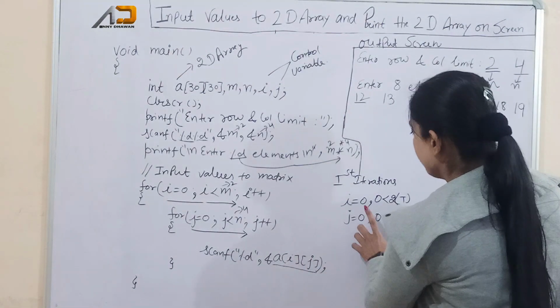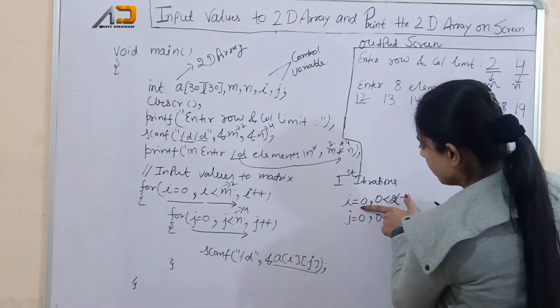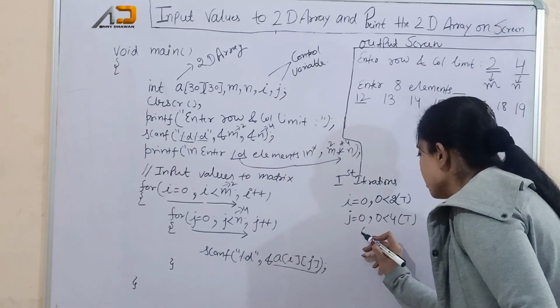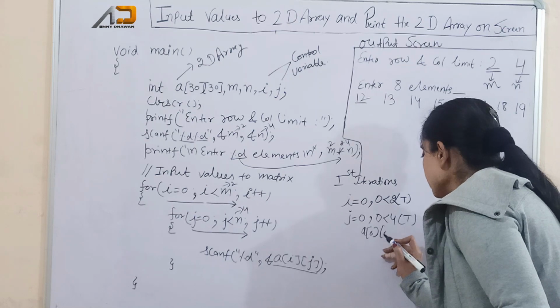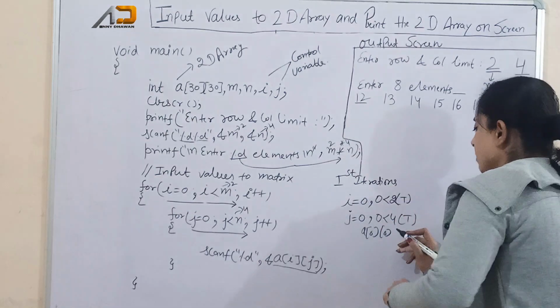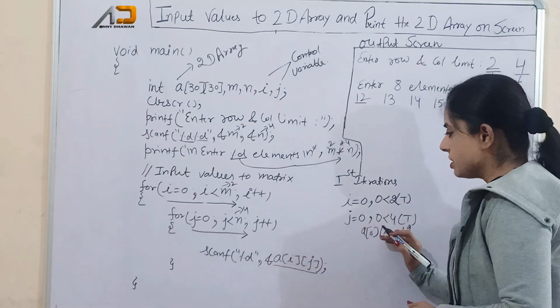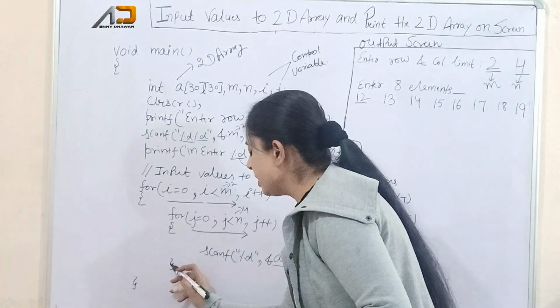And what is the value of i and j here? i value is 0 and j value is 0. It means it will assign 12 to a of 0 0.